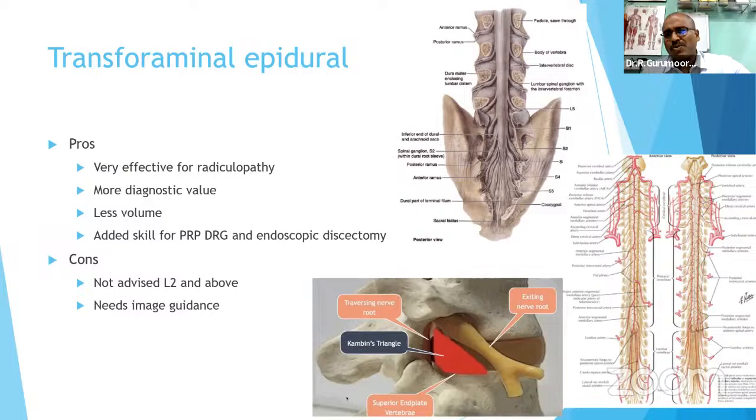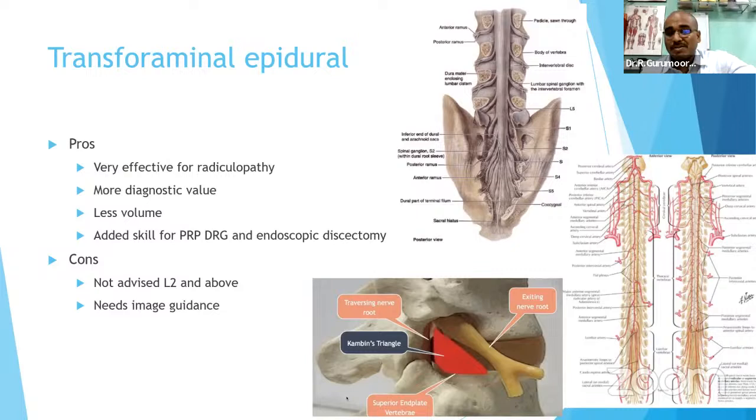And if you have started doing transforaminal frequently, you may do advanced procedures like DRG and endoscopic discectomy. For example, if you start doing transforaminal and your skills go on increasing, then you may advance yourself to endoscopic discectomy. Again, the disadvantage is, don't do transforaminal above L2. You can do it at the level of L3, L4, L5, S1, S2, but don't do anything above L2 because we have major arteries like the artery of Adamkiewicz or any segmental feeding artery. If you injure it, it's going to compromise the patient's life, right? So don't do above L2.